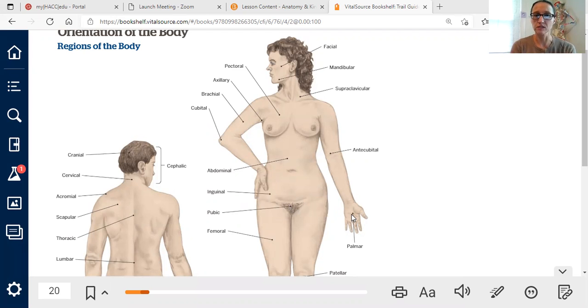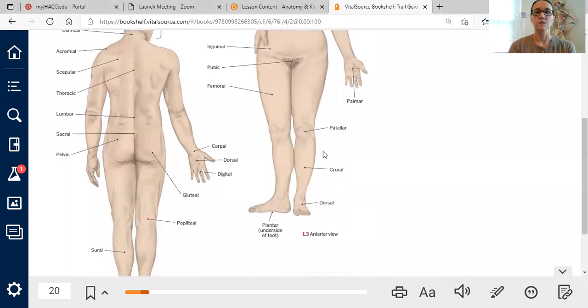And if we come across here, this is the palmar area. Of course, this is the palm of your hand, right? The palmar area. That makes sense. All right, moving inferiorly, we have the thigh, which is the femoral area, and it's the femoral region or area because the femur runs the length of that area. So the bone that's in here is the femur. Our kneecap, I should say, is the patellar region because this bone, the kneecap, is called the patella. That's the name for it. So that's the patellar region.